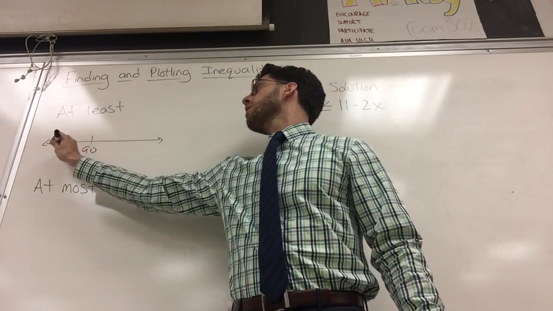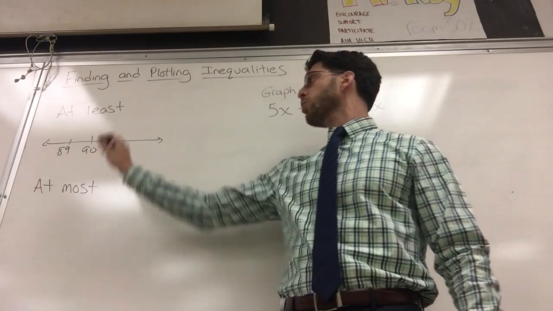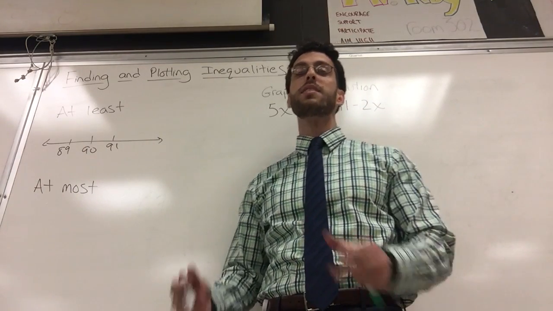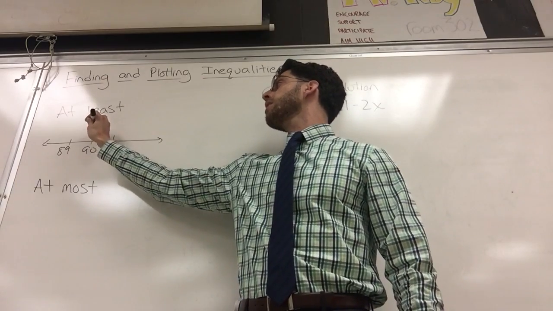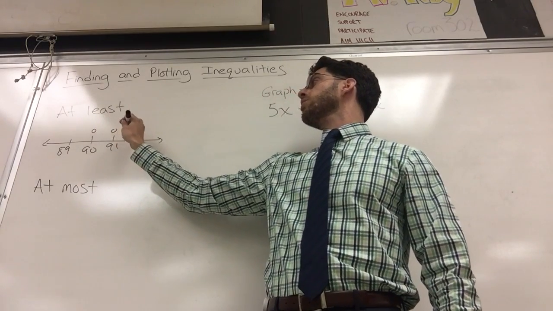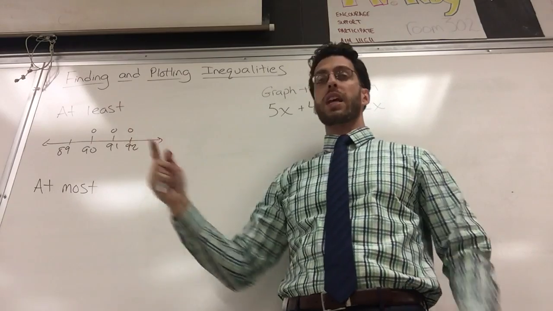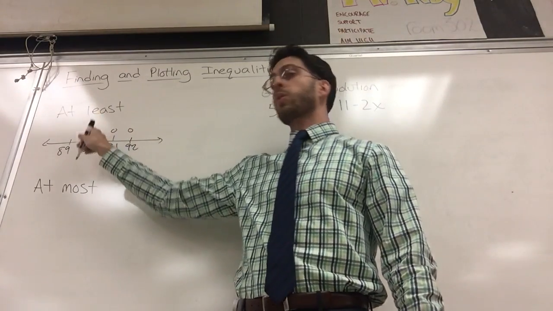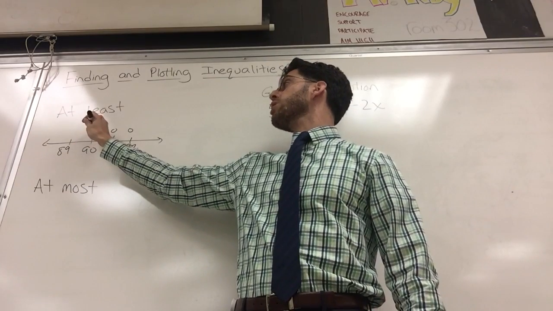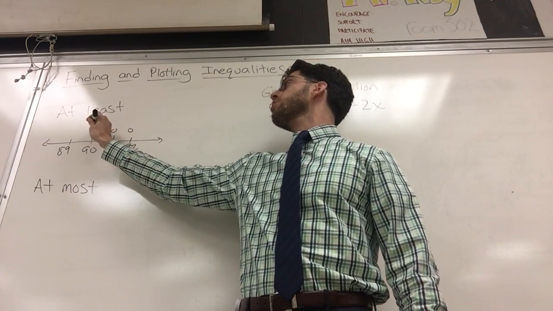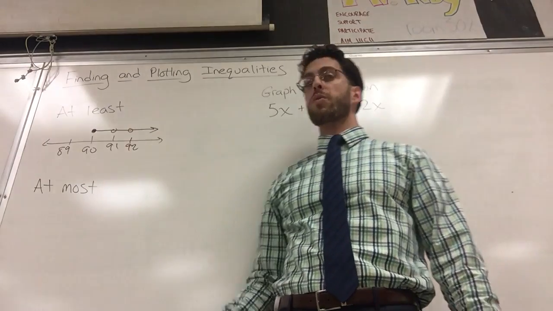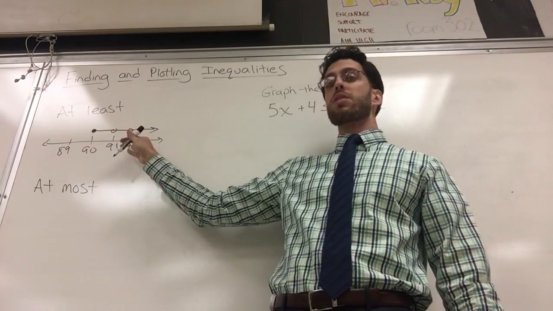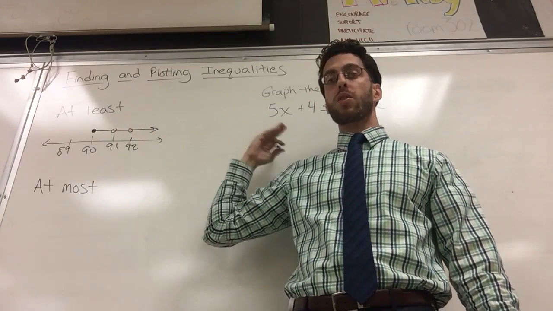Do I want an 89? Or do I want a 91? I want a 91. At least a 90 means I'll take a 90. I'll also take a 91. I'll also take a 92. I'll also take anything bigger than 90. But I definitely will take a 90. So I'm going to shade in my 90. And then I'm going to draw an arrow to the right, which means anything above 90 is good. 90.5 is good. 92.3 is good. Anything above 90 is good.